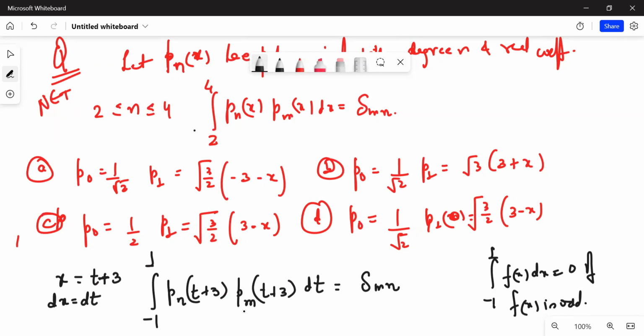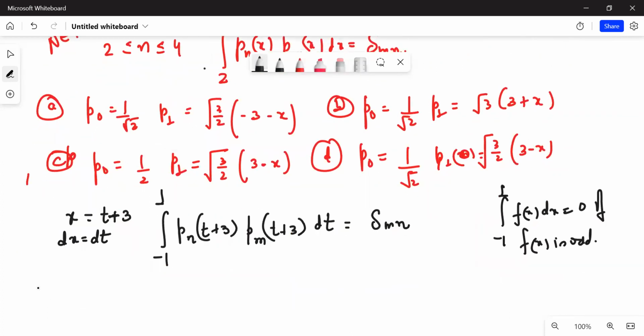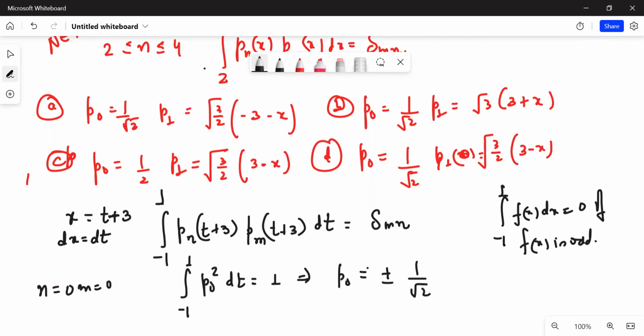Now, if you see this particular thing, one can clearly see that if I want to find P0, one thing one can be very sure about is to write n equal to 0 and m equal to 0. Then this will be the integral from minus 1 to plus 1 of P0 squared dt, and this would equal 1 because n equals m, so the Kronecker delta will be 1. So your P0 should be plus or minus 1 upon root 2. But the option given to you is plus 1 by root 2, so don't worry about it, because this is what has been supplied. So forget about this option, this can never be the case. Now A, B, D are all possible.